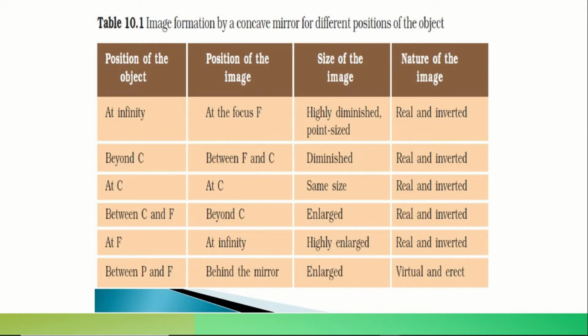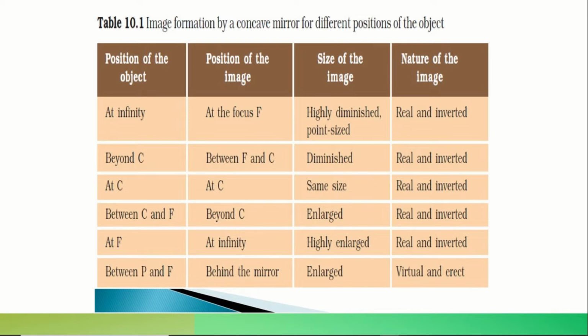Here case 1 is when the object is at infinity. When the object is placed at a far away position, that is at infinity, then the image will always be at the principal focus itself, where the size of the image is highly diminished. Diminished means very small size. Highly diminished, point size, where it will be real and inverted.